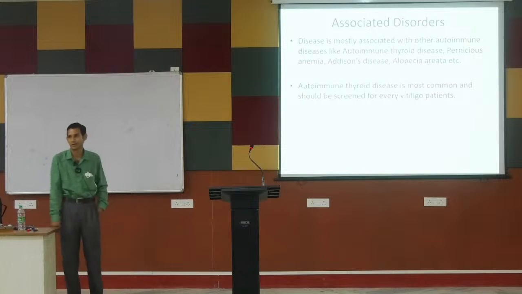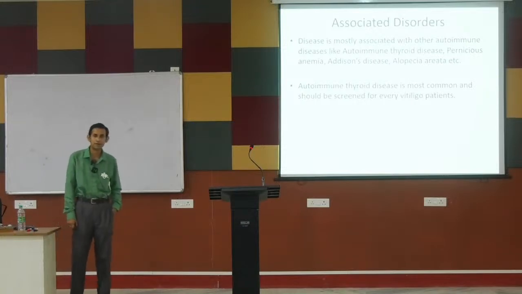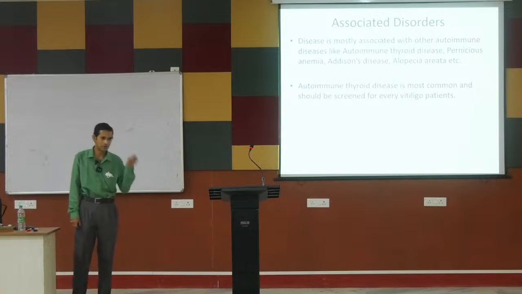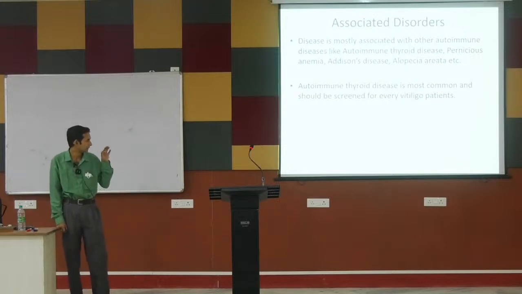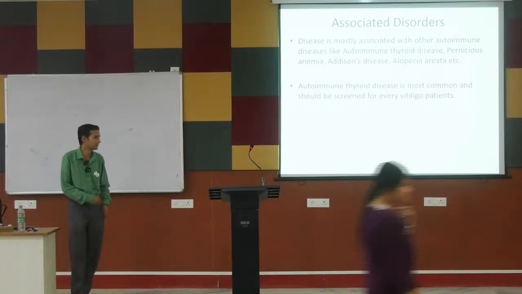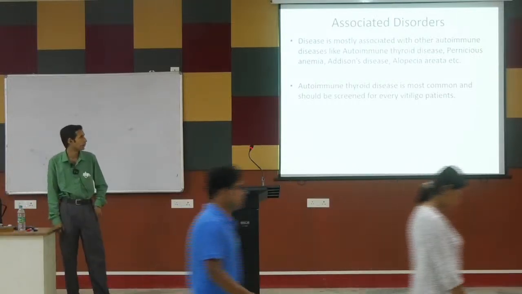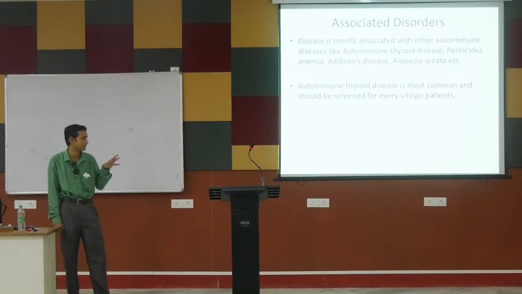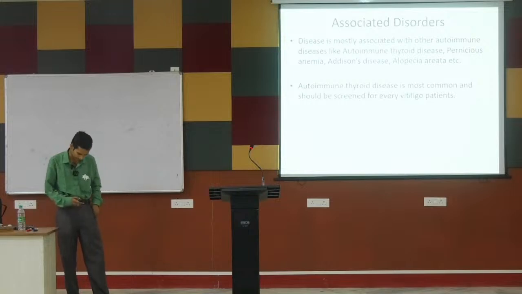But the most important thing is autoimmune thyroid disease, which should be screened for each and every vitiligo patient. Autoimmune thyroid disease is the most common. That's why if a vitiligo patient comes to you, serum TSH level and free T4 level should be done in each and every case, because autoimmune thyroid disease or hypothyroidism is the most commonly associated with vitiligo. Please remember it. As it is an autoimmune disease, it may be associated with other autoimmune diseases, but the most important thing to be screened is autoimmune thyroid disease.